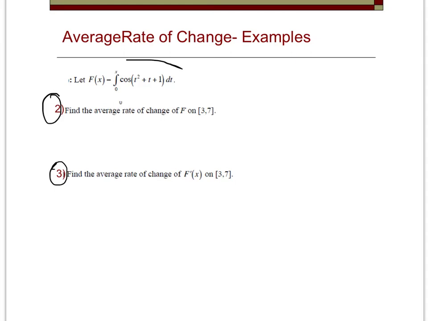But realize what you're given here. You're told f of x is equal to the integral from 0 to x of the function cosine of t squared plus t plus 1. So you're going to have to use your fundamental theorem to answer these two questions about average rate of change. Now be very careful. You might want to look at your yellow resource page, especially in respect to the fundamental theorem and so forth.